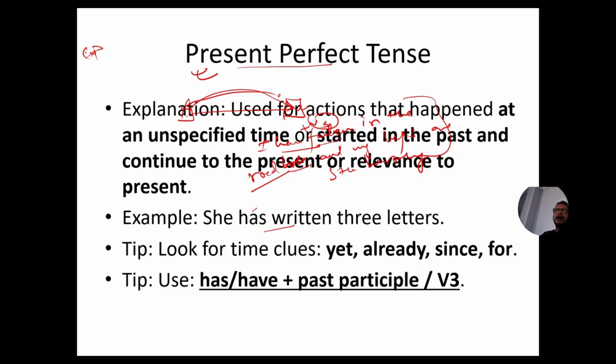We can also use this to share our experiences. For example, I have visited Paris. If you say you have visited Paris, it is true yesterday, it is true now, and it will be true in the future also. So if you want to express your life experiences, you can also use present perfect tense. Remember, in present perfect tense, subject plus have or has plus V3 is used for actions that happened in the past but still have current significance.